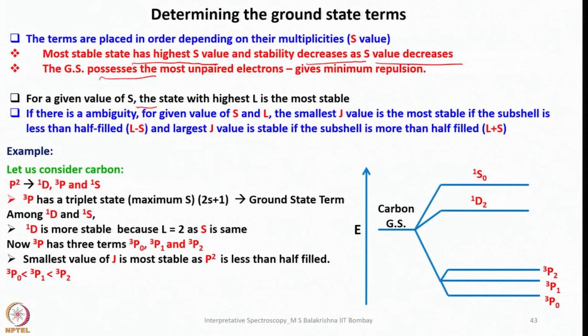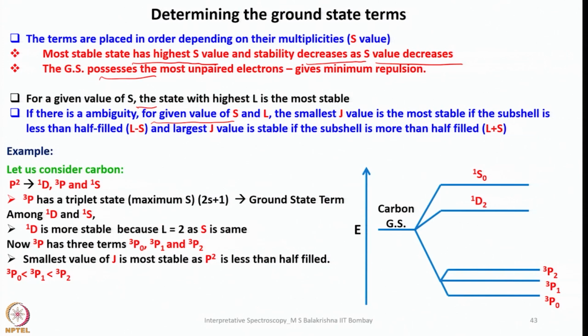And then if there is ambiguity for a given value of S and L, then the J value has to be considered. The smallest J value is the most stable if the subshell is less than half filled. For example, for d1, d2, d3, d4, L minus S is the most stable ground state, or if it is d6, d7, d8, d9, the L plus S value of J will be the most stable one. So if there is ambiguity for given S and L, the smallest J value is the most stable if the subshell is less than half filled.